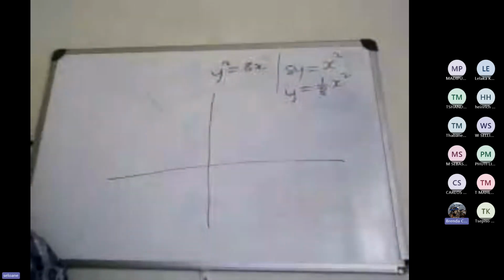Because this is equivalent to this. If 8y is equal to x squared, therefore y is equal to 1 over 8 x squared.